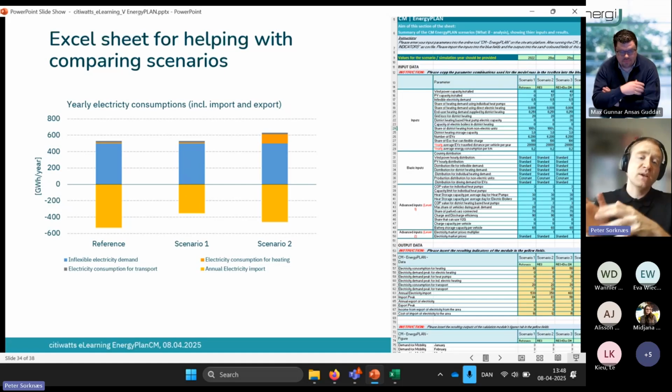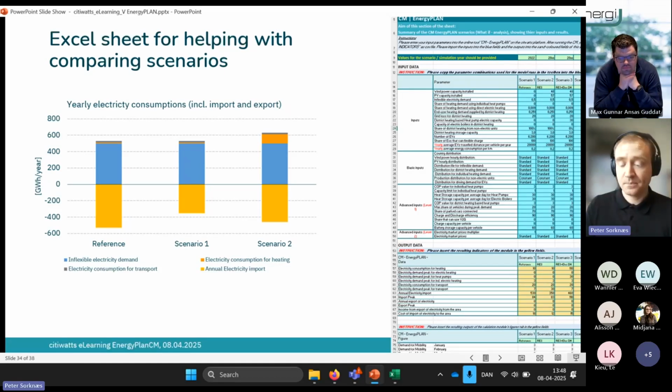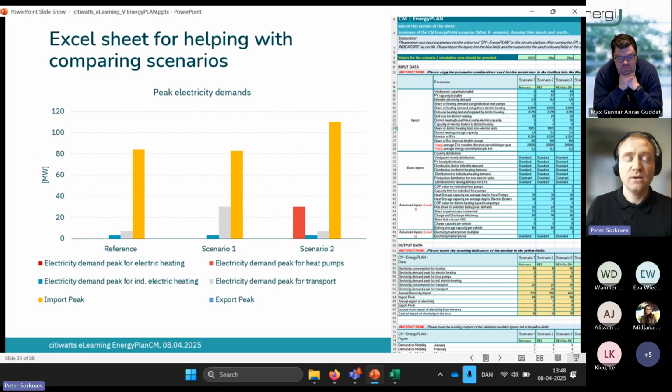Or we could go with direct electric heating for the district heating or individual buildings. So that could also change the picture. Another thing here is the peak electricity demands. As I said, that could also change around. You can see here the import peak in the yellow. So for example, from reference to scenario 1, the import peak doesn't change a lot, as we also discussed a bit. So adding the renewables doesn't really change that import peak.